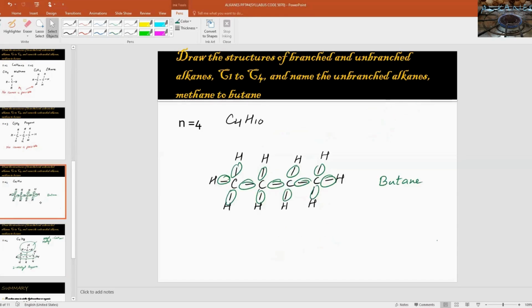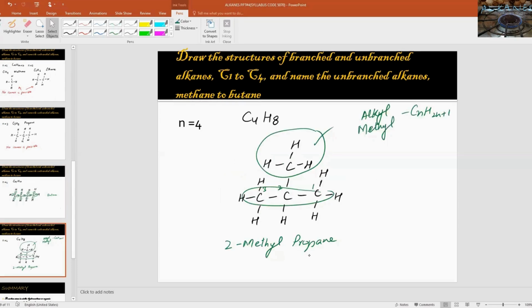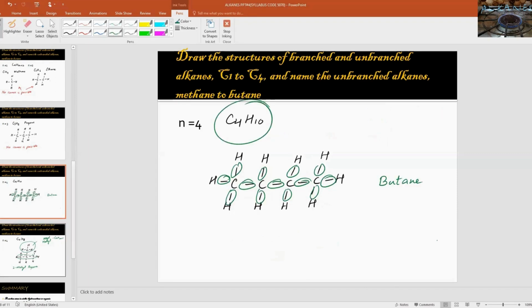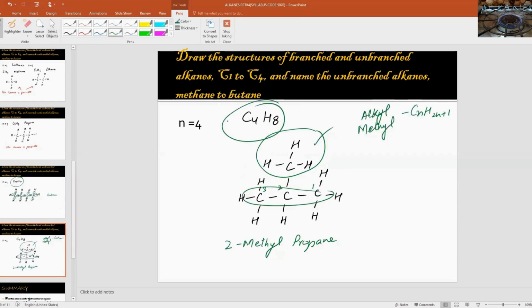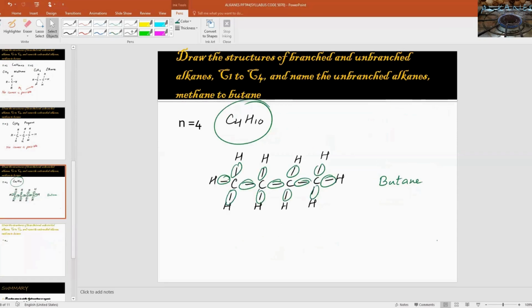So butane and 2-methyl propane both have the same molecular formula. This is the molecular formula. They have the same molecular formula but different structures. That is, they are isomers of each other. So I will write here, isomer is possible.